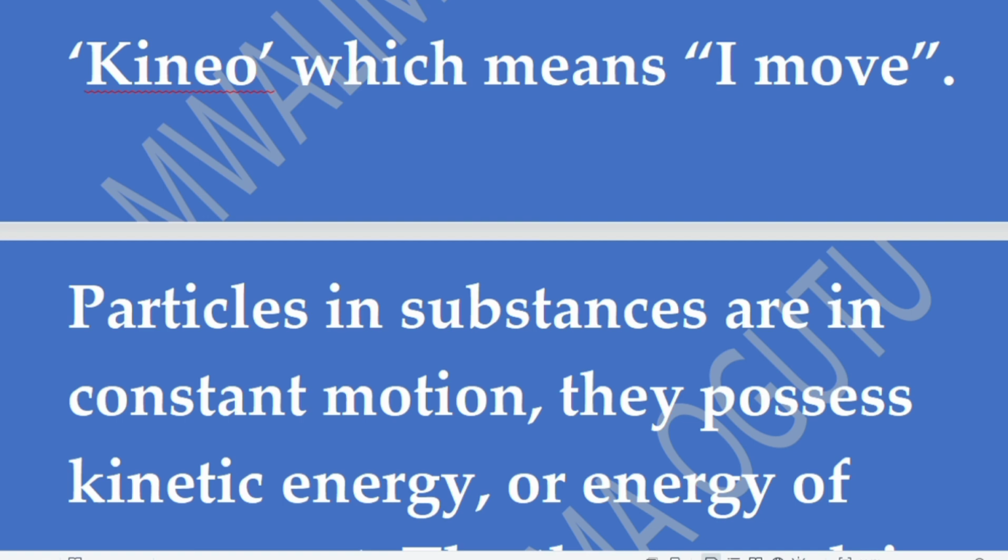Then finally we came to observe that the entire two gas jars were filled with the red-brown color of bromine, although the bromine had been placed in only one gas jar. So it means that the particles in substances are in constant motion.